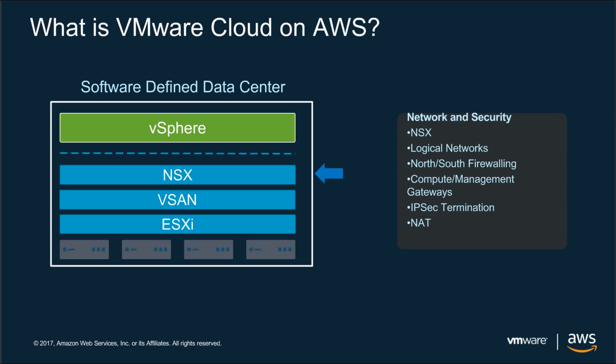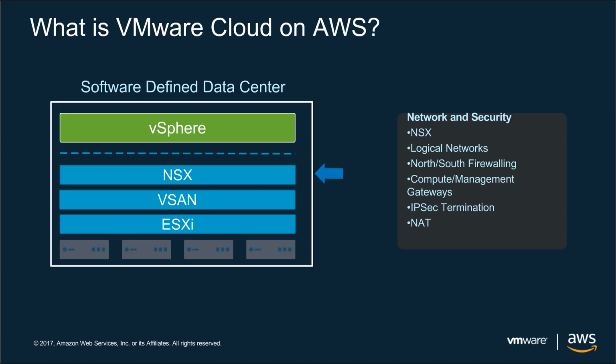From a network and security perspective, this is using VMware's NSX. NSX is going to create logical networks. So this is not running directly inside of an AWS subnet, so your VMs are not attached to an AWS subnet. Your VMs are attached to an overlay network in the form of an NSX logical network. This allows you to create logical layer 2 networks inside of VMware's NSX platform. And those logical networks are connected into compute and management gateways.